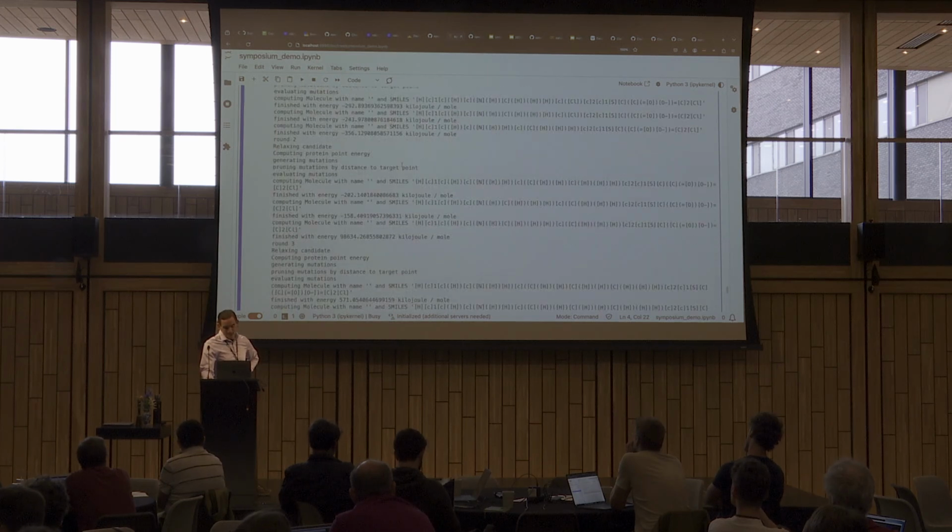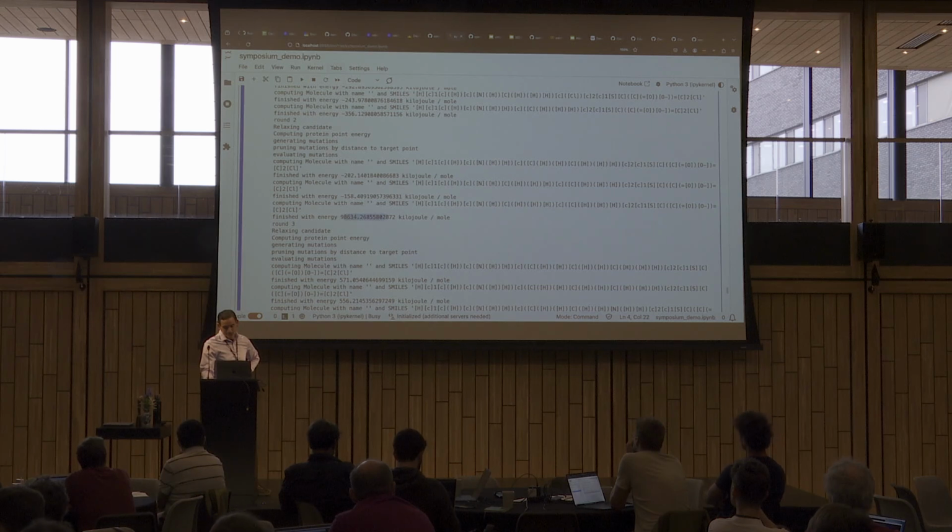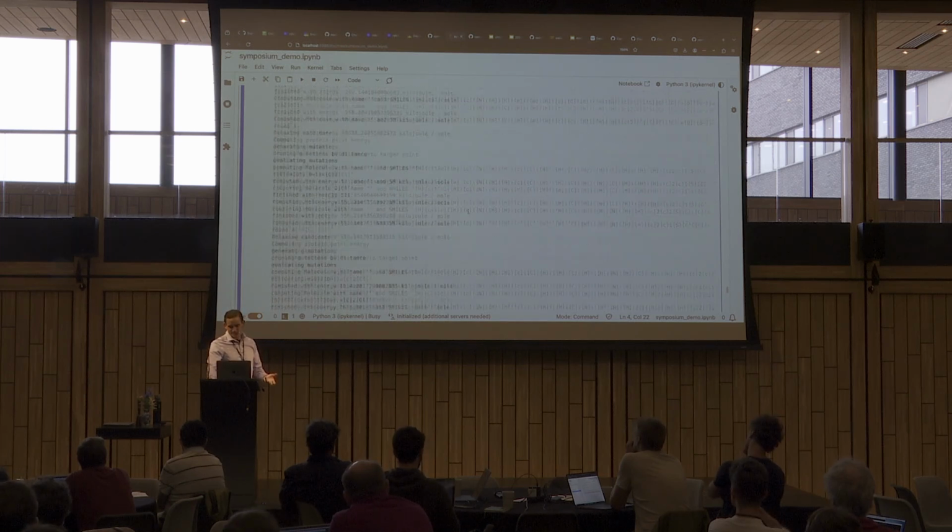But as we go further, we start seeing steric clashes, right? We've got one candidate at negative 202 kilojoules per mole, one at negative 158. Negative's good, that means they want to be together. And then we have one candidate at 98,000. So we're starting to encounter steric clashes, and that's why it's important to have this minimization step.